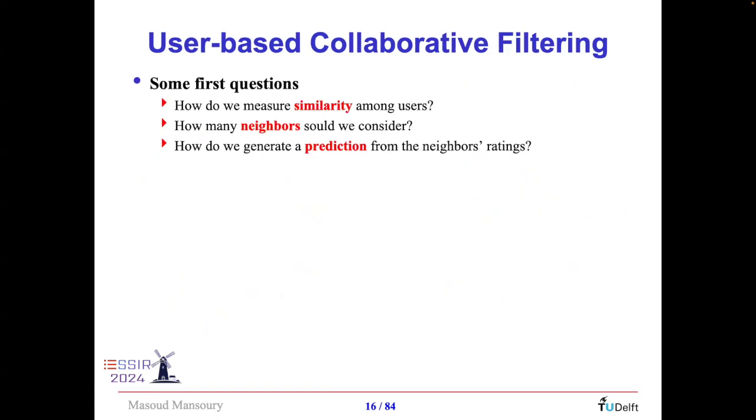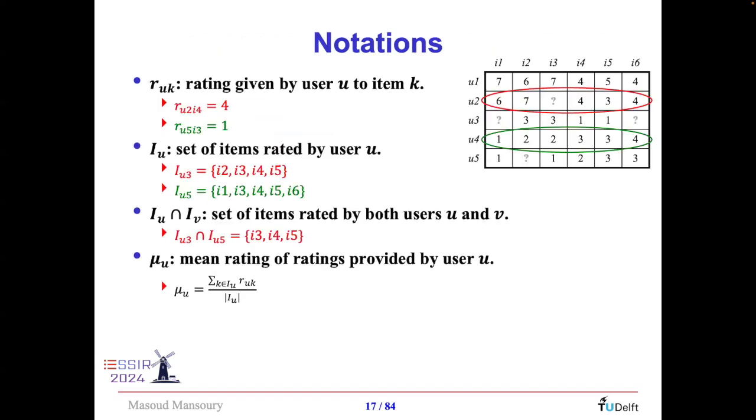Now we'll go to the formulation of these algorithms. So user-based, also the same formulation for item-based. Some first questions for these algorithms are: how to measure the similarity between the users or between the items. Then after we computed the similarity between the users and items, how many neighbors or which neighbors we should select to use their opinion or their rating for predicting the rating. And the last one is, okay, you have the neighbors, how do you predict the rating or how do you generate the recommendations? Let's answer these questions.